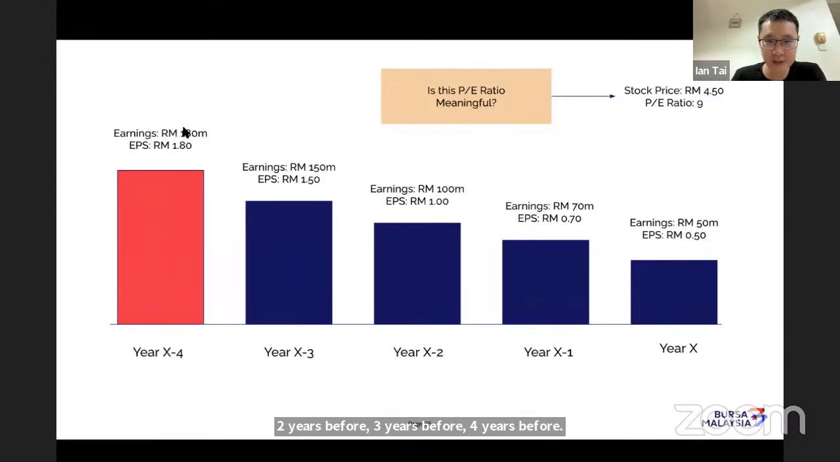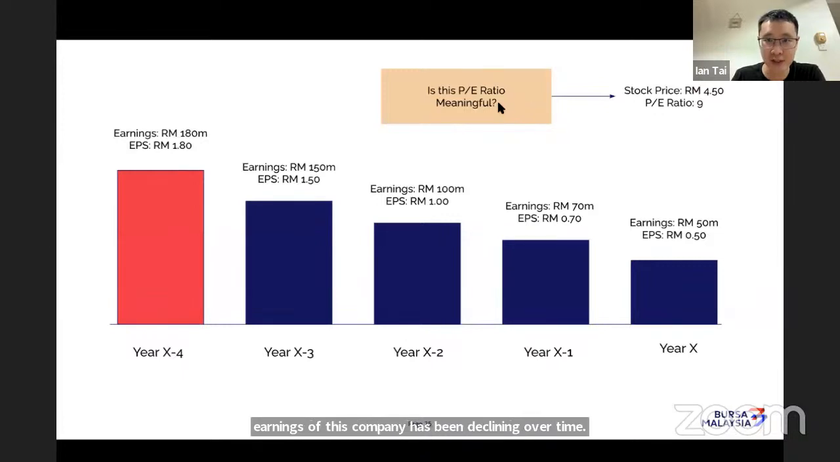4 years before, this stock made 180 million in earnings. 3 years before, 150. 2 years before, 100 million. 1 year before, 70 million. The latest year, 50 million. So as you can see, the earnings of this company have been declining over time.